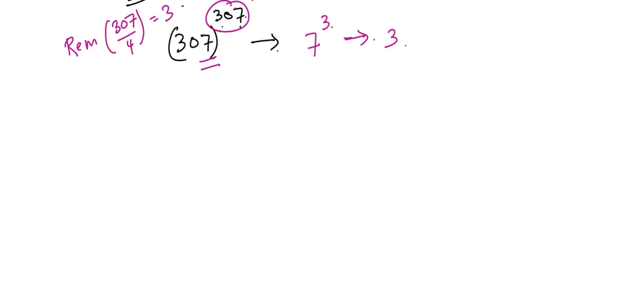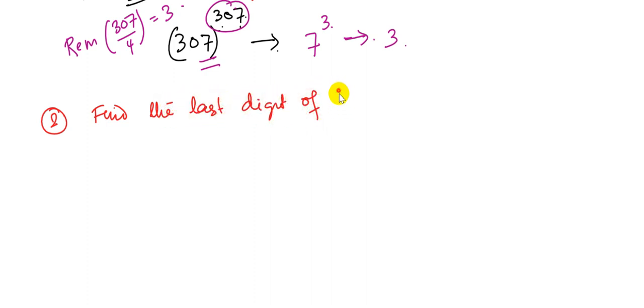Now we go to another interesting question. Find the last digit of 1 factorial plus 2 factorial plus 3 factorial up to 99 factorial. You know what a factorial is? Yes, sir. So what would be the last digit of the sum of all these factorials? So just give me a second.